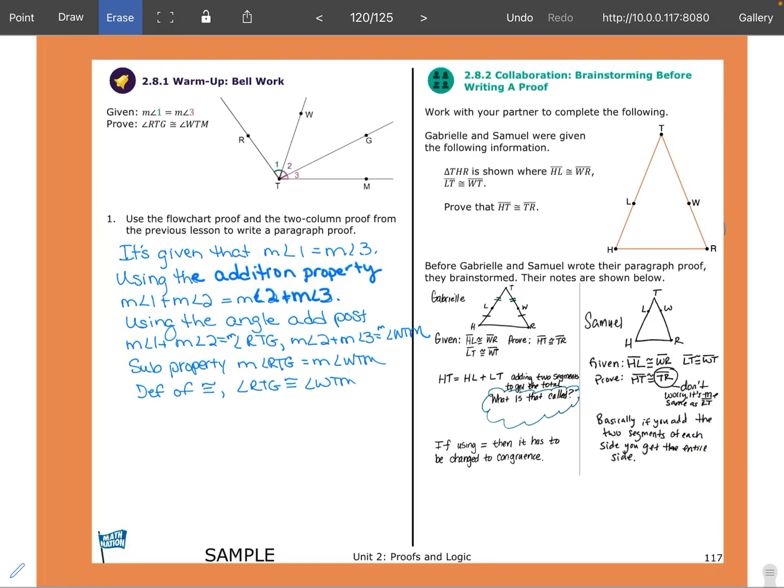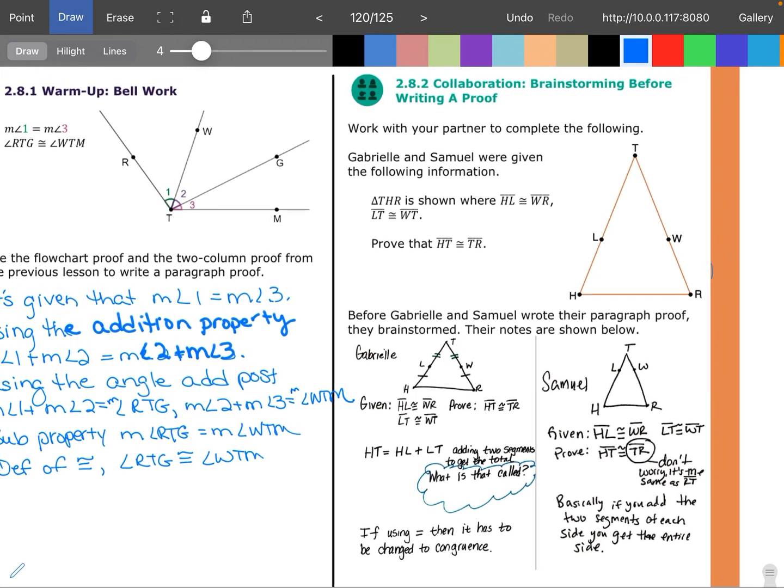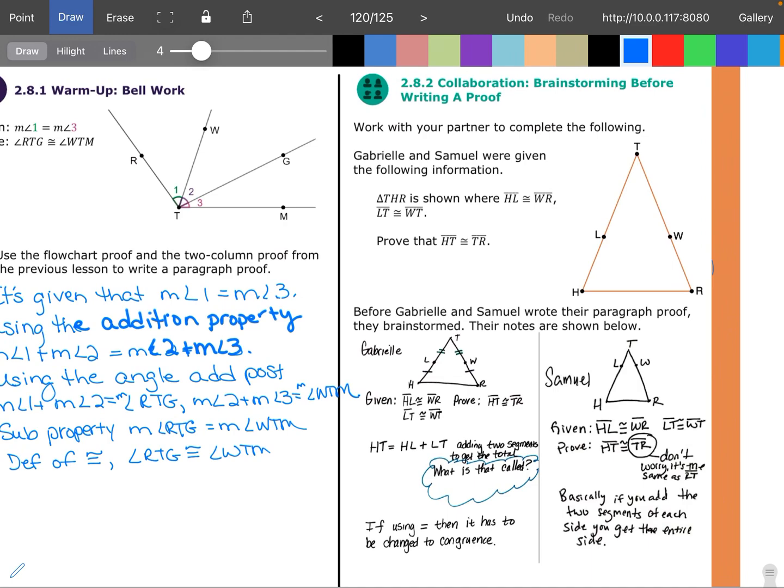All right. So we're going to look at a different proof over here. Proofs, remember, take a lot of practice, but one of the best things that I like about this is it talks about brainstorming. So before you write a proof, look at what you're given, your given statements, which are here, your drawing, and then what it is that you're trying to prove. So before Gabby and Samuel wrote their paragraph proof, they brainstormed.